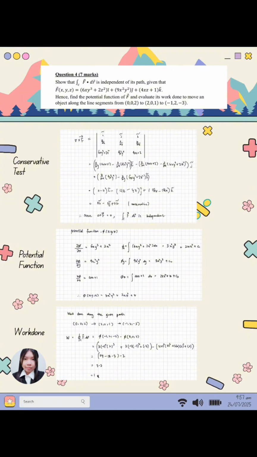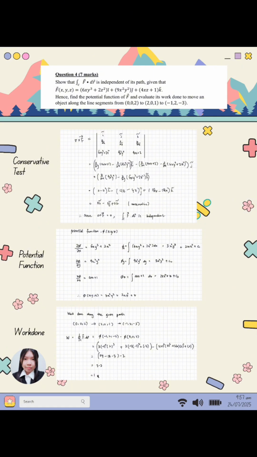Hi, I'm Chen Yan. I'm in charge of this question 4. So for this question, I will show that a line integral is path independent, find the potential function, and evaluate the work done. To begin with, we need to do the conservative test.